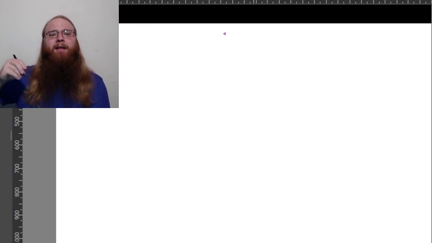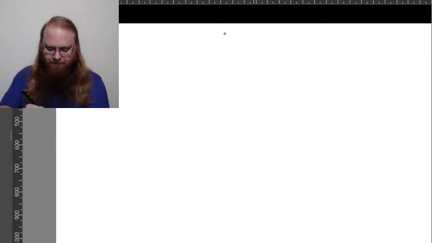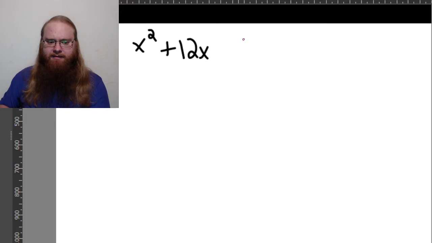But at the very end, there's going to be a part 5 where we talk about what we should look for when we are solving these. So, let's start with the problem x squared plus 12x plus 20.